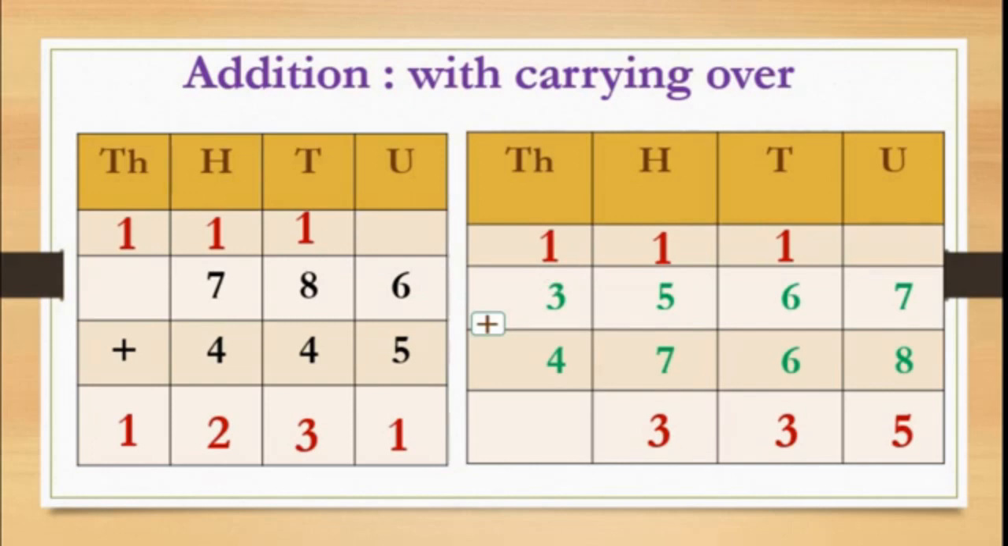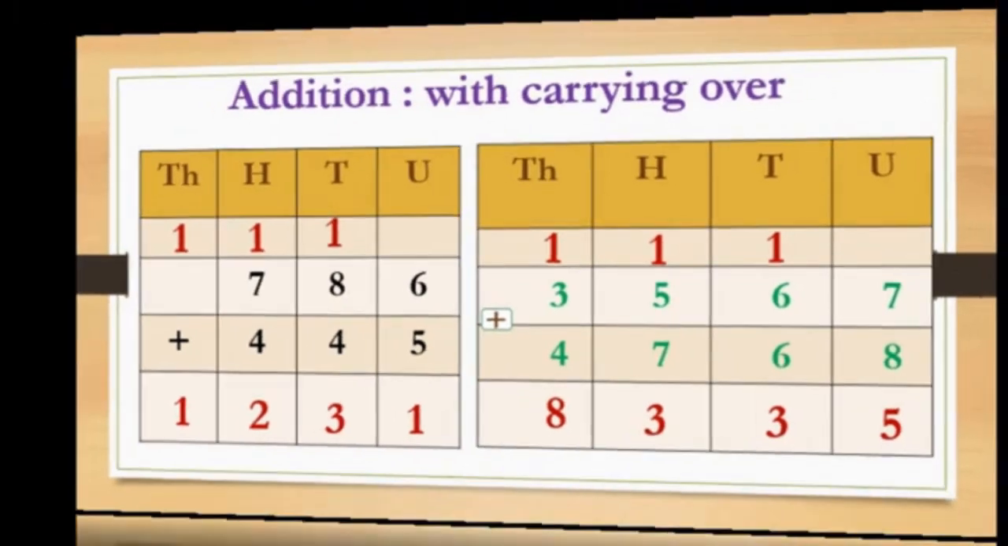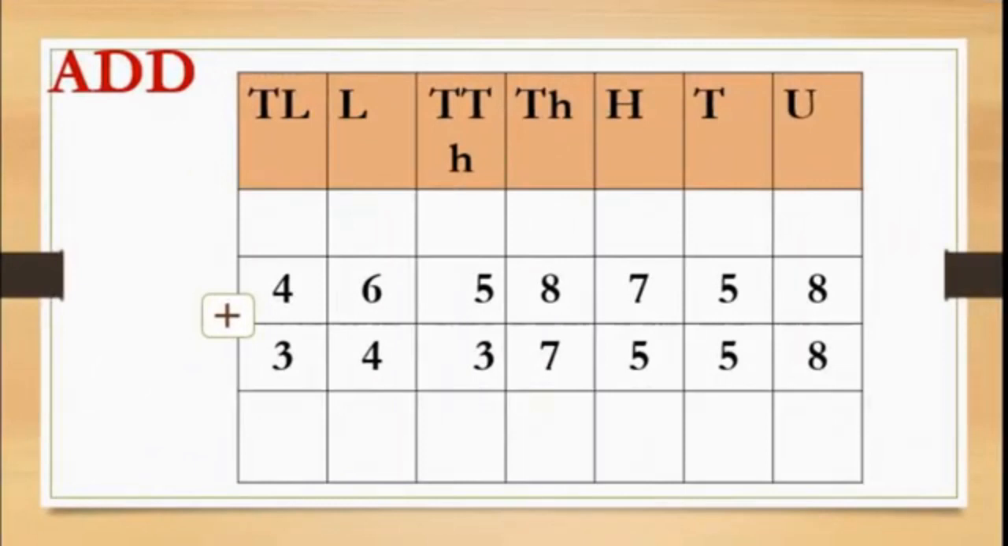Now we will add the numbers in the thousands column. That is 1 plus 3 plus 4, which is 8. The answer is 8335. Yes students. Now here we have taken a 7-digit number. Same thing, we will start from the unit place. 8 plus 8 is 16. So 6 we will write down and 1 in the tens place is carried over.